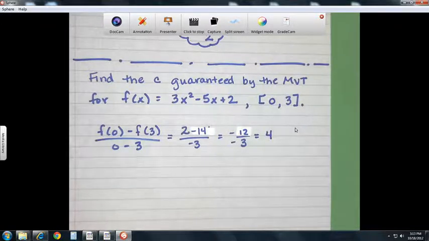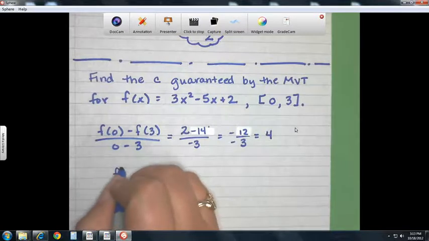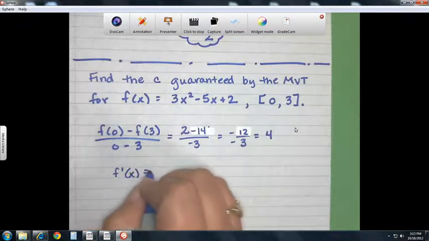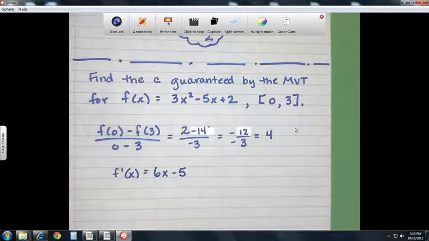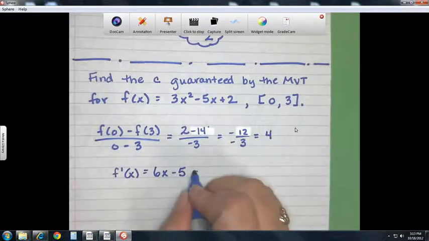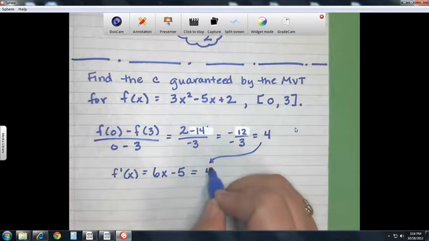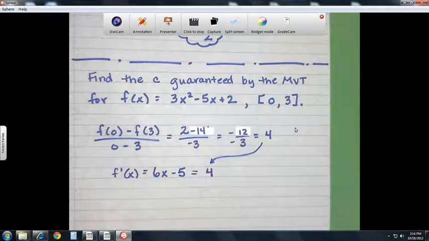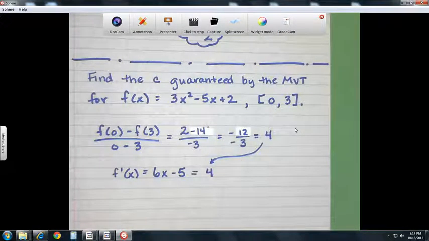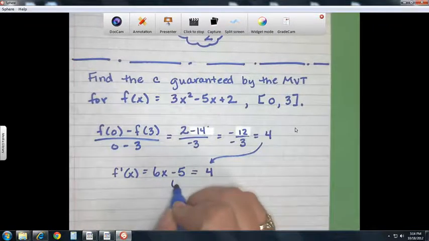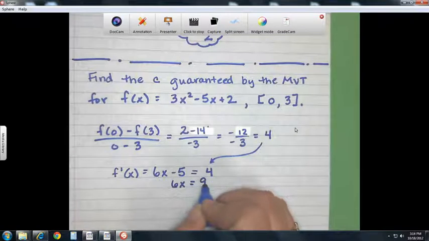Set that equal to the derivative. So 6x minus 5, right? What does it equal? 4. Now where would this get ugly? If the derivative was hard or if the numbers were evil. But you could still do it. So 6x is going to equal 9, so x equals.